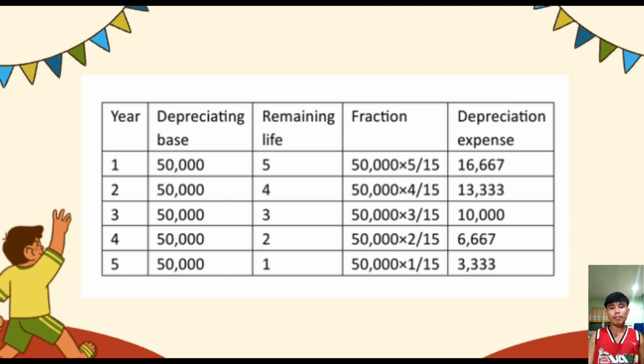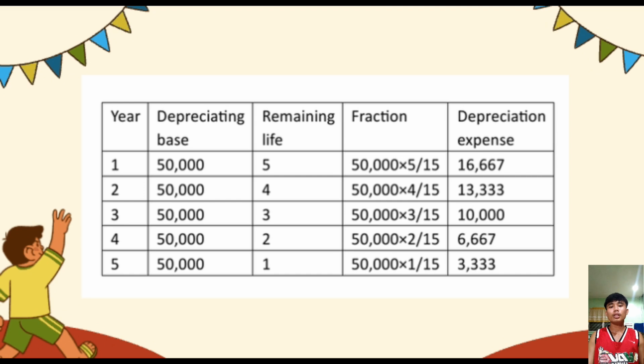So what would be the top of our fraction? We will just use our remaining life. So now we have 5 over 15, followed by 4 over 15 and 3 over 15. So each year we'll know the certain amount of depreciation. Now our final column will be the depreciation expense.